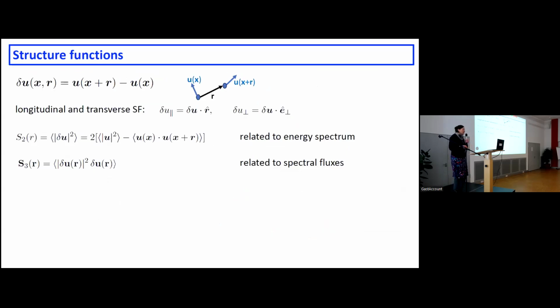But we want to now focus on structure functions. So structure functions can be computed simply from the velocity difference as a function of their separation. And you can define them as a total structure function, or you can also define longitudinal or transverse structure function components, depending on if you look at them in the direction of the separation or transverse to the separation.